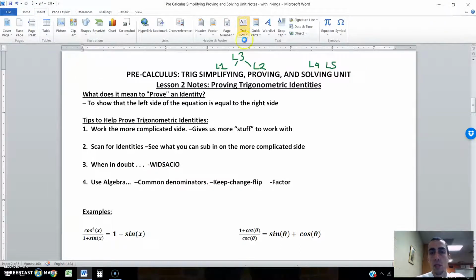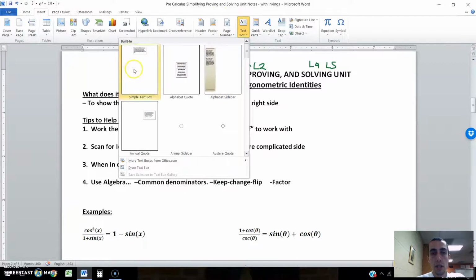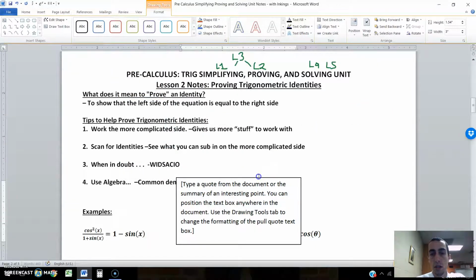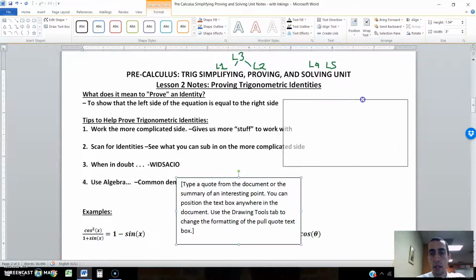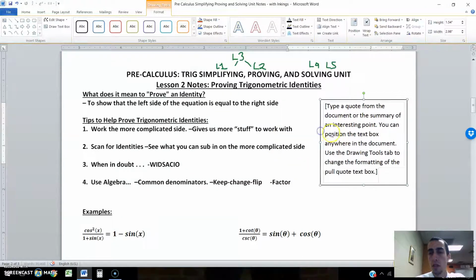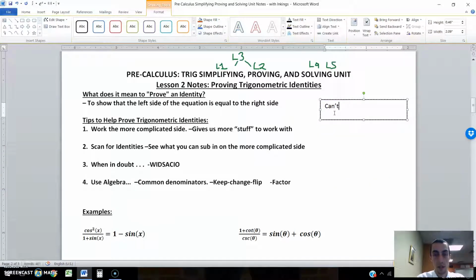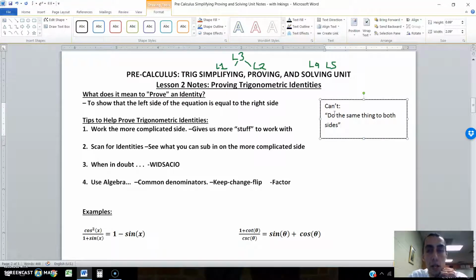Now, one of the things that we cannot do, let's get a text box in here. One of the things that we cannot do is to use a strategy that you've used a lot in algebra. You can't do the same thing to both sides. For instance, when we were solving equations in algebra, we might say add 3 to the left side and add 3 to the right side. Usually this was totally fine. Here it's not.